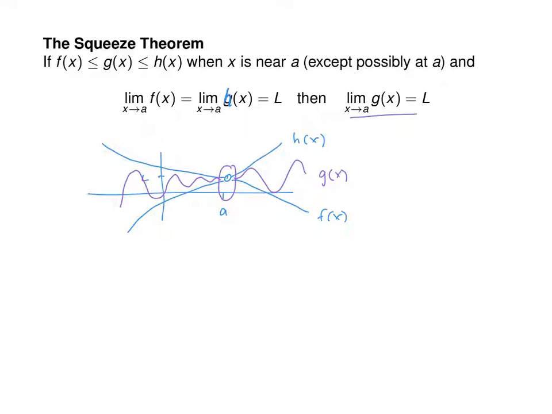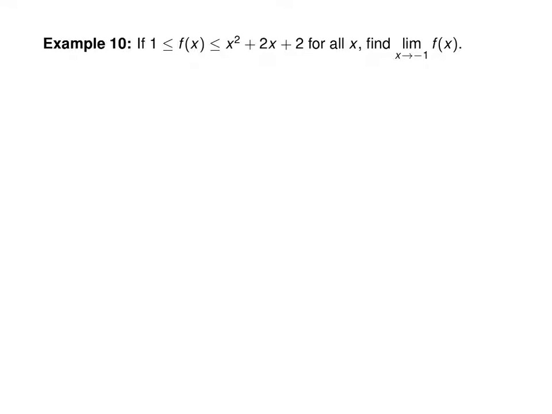And this often comes up with sine and cosine functions, because sine and cosine functions are stuck between 2 specific numbers, -1 and 1 specifically. So we'll have one example where we are given some information, and then one example where we have to find the functions it's sandwiched between.